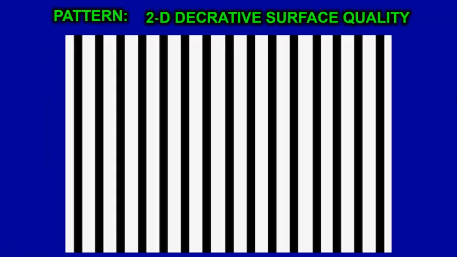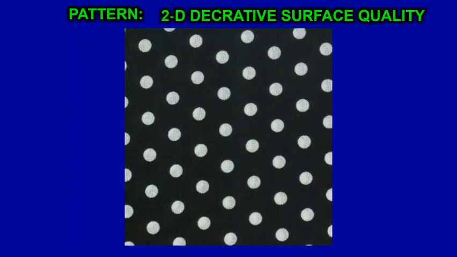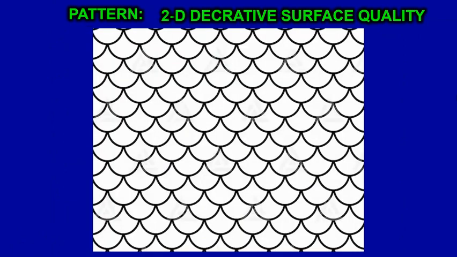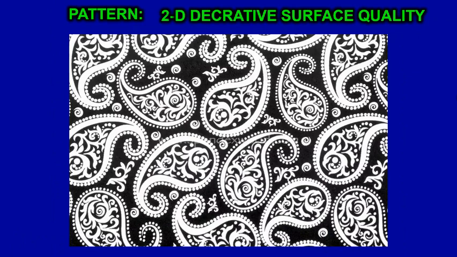Your book defines the term pattern. A pattern is a two-dimensional decorative surface quality. So patterns tend to be quite simple. You have stripes, you have polka dots, you have the checkerboard, you've got fish scales. These are all very decorative. The paisley pattern. These are all patterns.